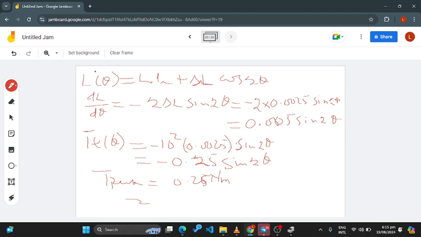Okay, so the next thing is for us to find what the T mean is. So the T mean is equal to 1 on pi, the integral from pi on 2 to pi of T_e of theta d theta.